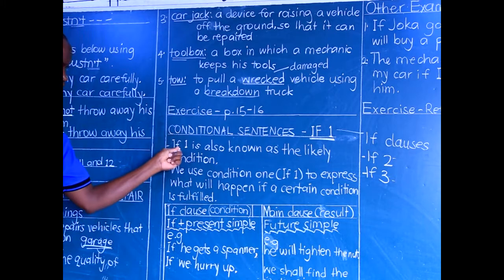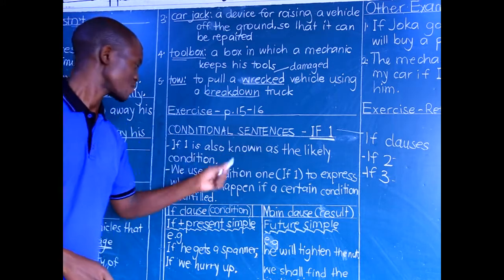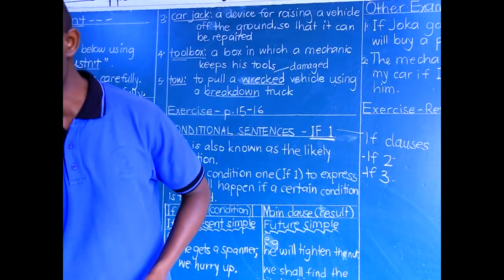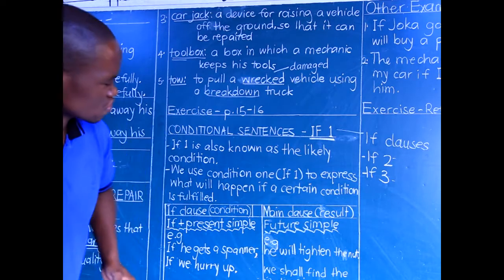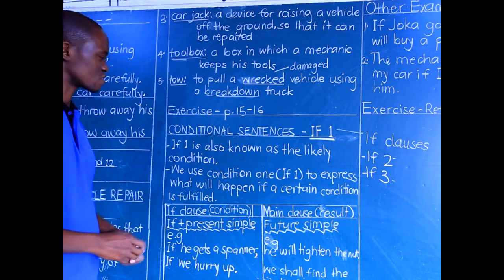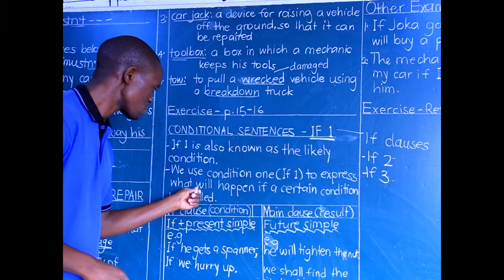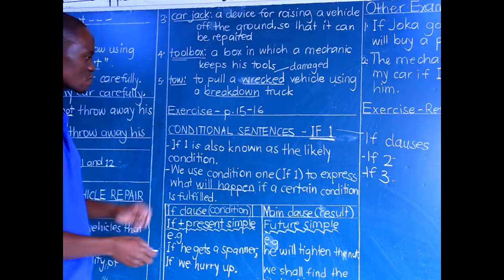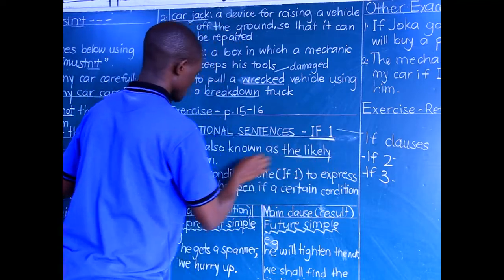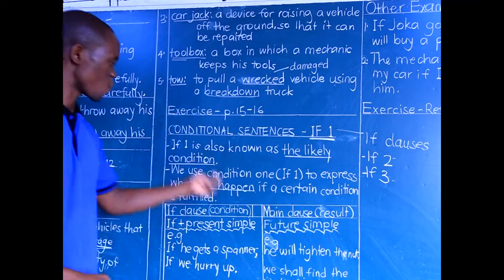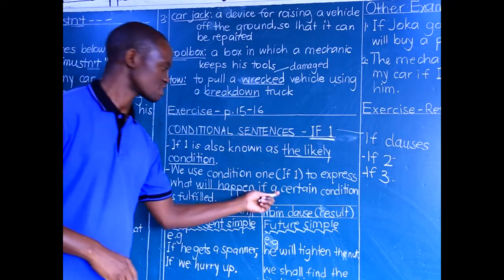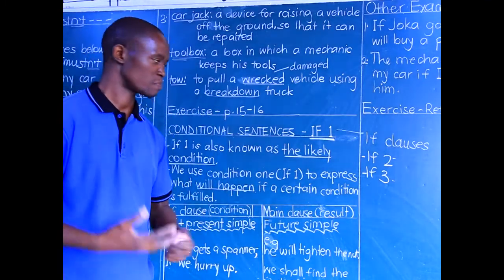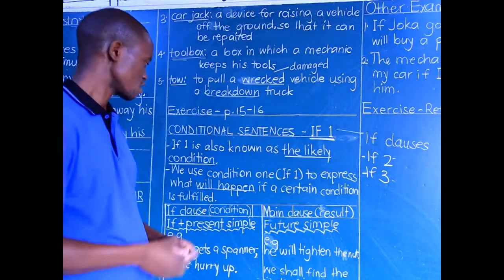We are saying if 1 is also known as the likely condition. What takes place in the likely condition? Why is it called the likely condition? It is used to express what will happen. It's when someone will want to say what is likely to happen. That's why it is called the likely condition. Likely condition, which talks about what will happen or what is likely to happen if a certain condition is fulfilled. You fulfill this condition, then something happens, and that is expressed in if 1.